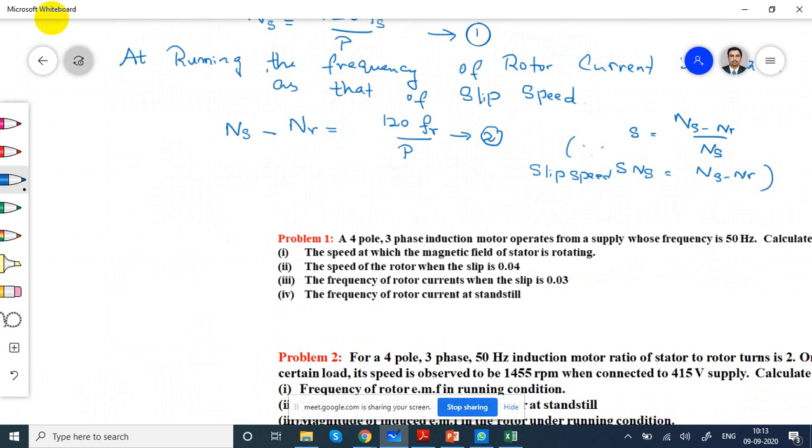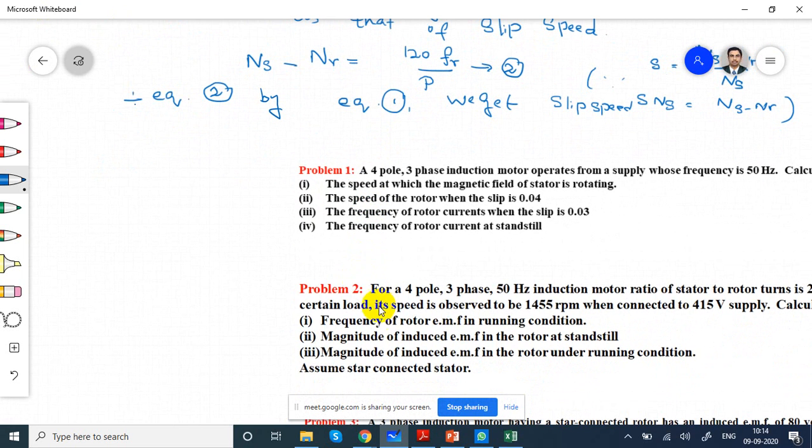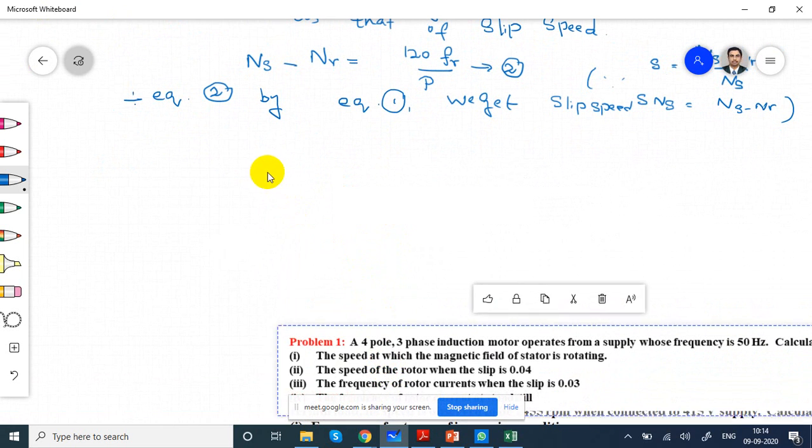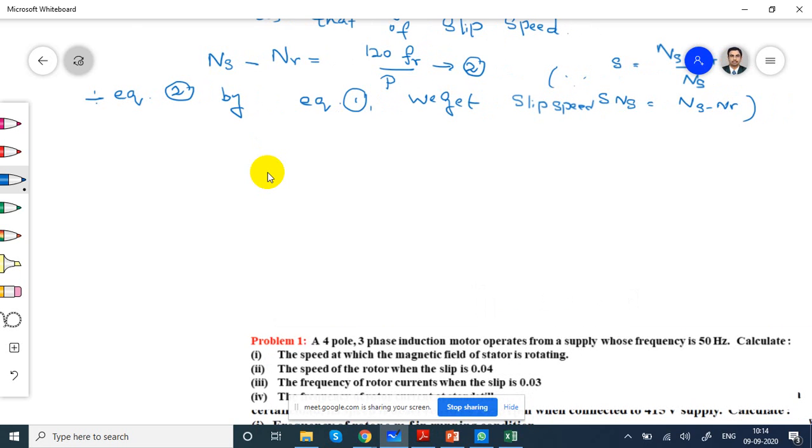So slip speed is directly proportional to the frequency of rotor current during running condition. Next, now divide equation number 2 by equation number 1. We get equation 2: ns minus nr equal to 120 Fr by P. This will be divided by equation number 1.